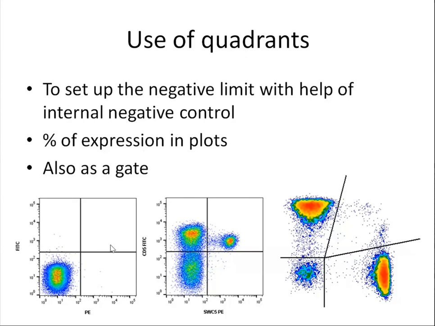One more use of a quadrant is that it can also be used as a gate. For example, after seeing this population, if I am only interested in this particular population for further analysis, I can use this quadrant name for gating it. For example, this is Q1, Q2, Q3, Q4. Then in the subsequent plot, I can select to show only the Q3 population. So I can also use it as a gate to select the population for further analysis. I'll tell you what a gate is in the upcoming slides, and describe these things.